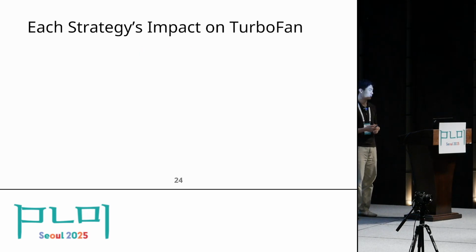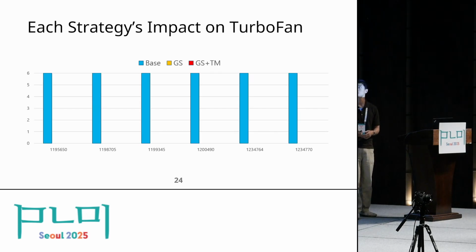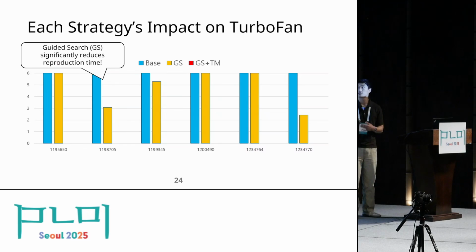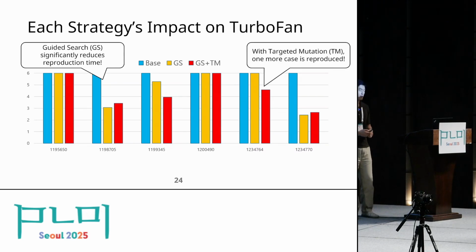And same thing for TurboFan. We implemented 3 variants. The base fuzzer did not reproduce anything. And with the guided search strategy, it's significantly better. The reproduction time reduced also, and with targeted mutation, we reproduced 1 more case. And you can see the reproduction time reduced also.